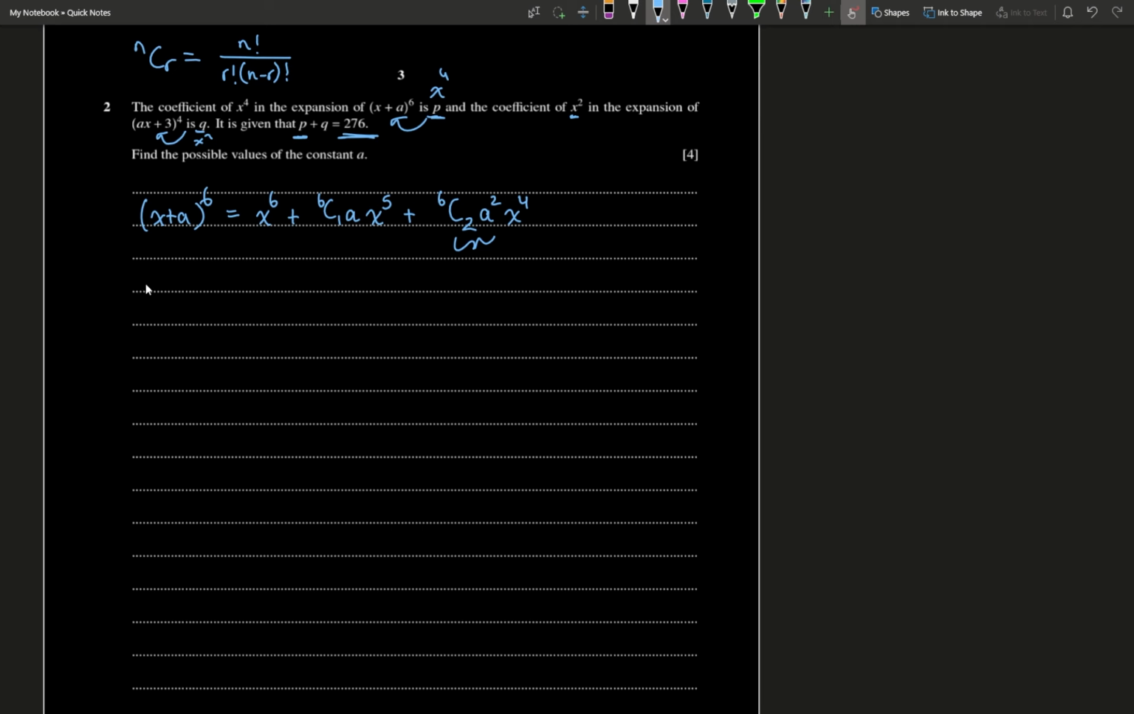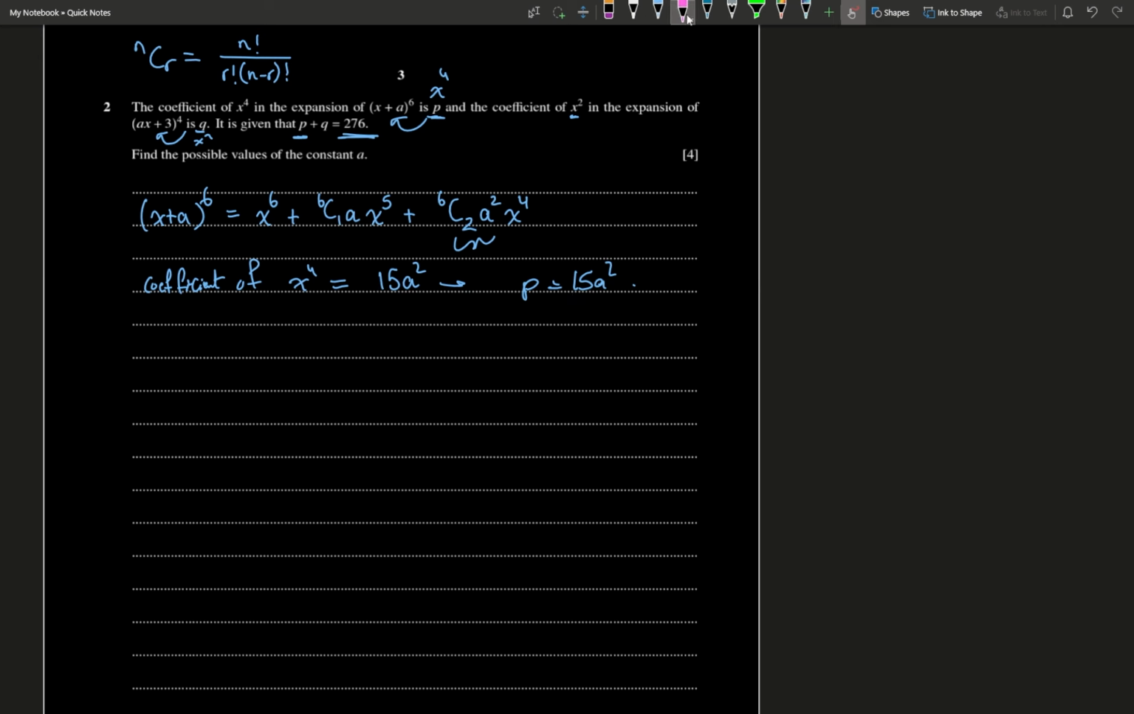So we can conclude that the coefficient of x raised to the power of 4 is equal to 15 multiplied by a squared, because a is a constant, of course. Okay. So we can say that p is equal to 15a squared.